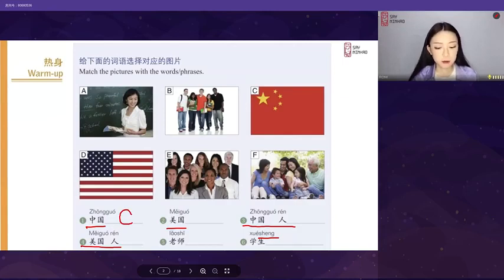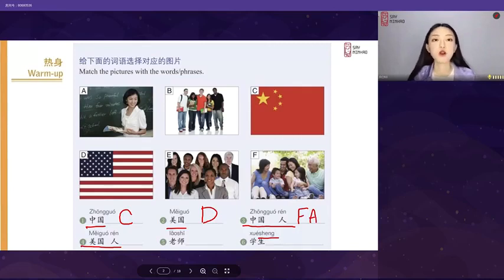And next one, 美国 is D. And next, 中国人, Chinese people. Which is Chinese people? Obviously, F, right? F. And which one can also be? A can also be Chinese too, okay?